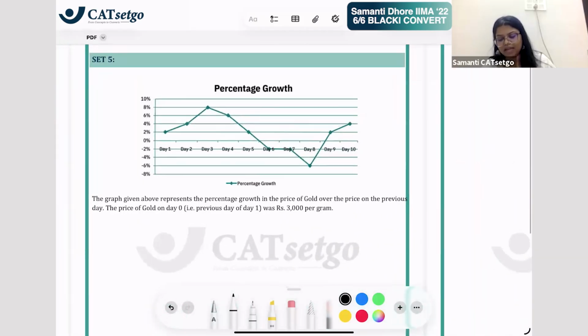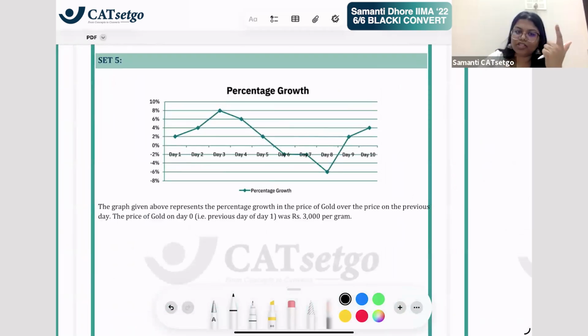We are going to move next to solve a line chart question. We solved tables, we solved bar charts. Now we are going to do a line chart question. Chalo, screenshot this again to keep it with you.